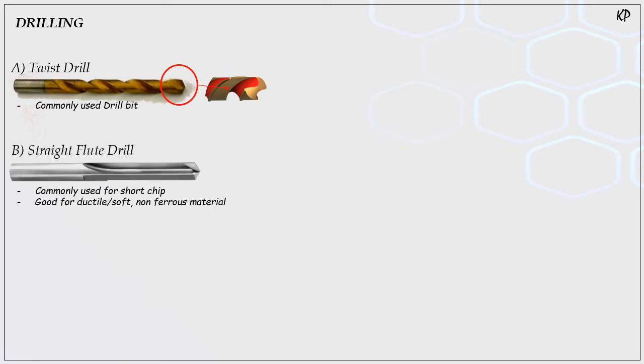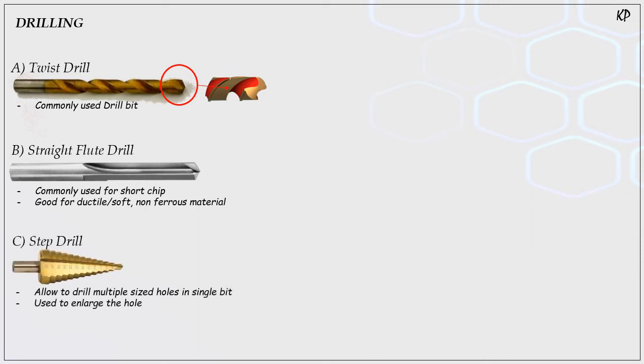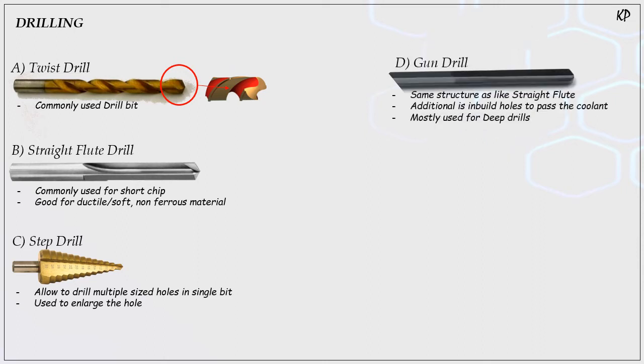The second type is a straight flute drill. This is commonly used when the chip should be produced very short, and this is good only for soft material like aluminium and copper, which are ductile and non-ferrous materials. The third one is the step drill. A step drill allows you multiple hole sizes in a single bit, so you can use this drill bit to enlarge the smaller holes in your component.